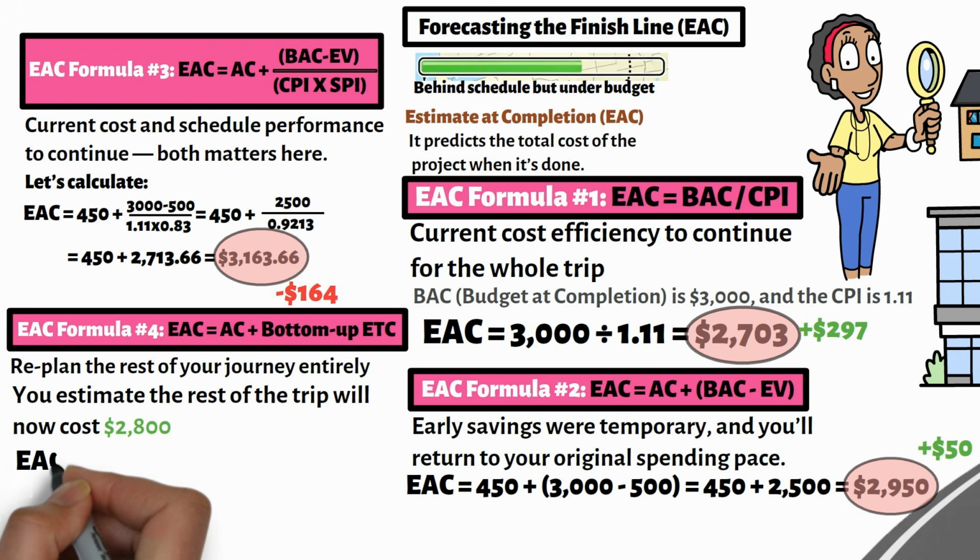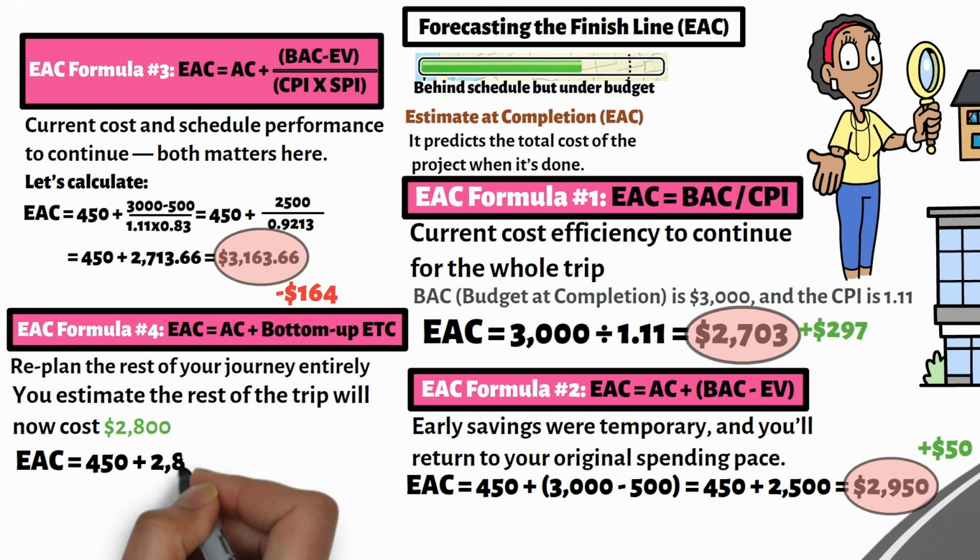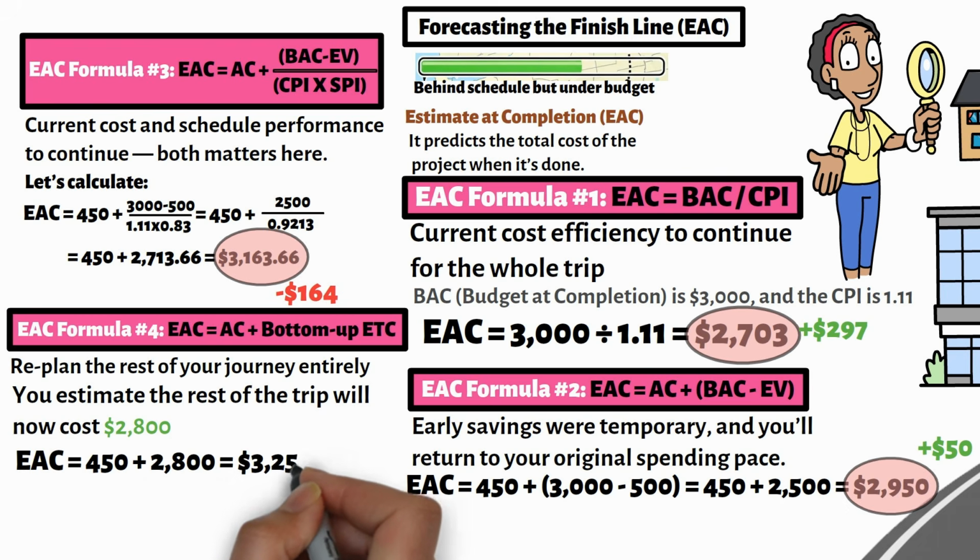So EAC equals 450 plus 2,800, which equals $3,250. That means you'll end up $250 over budget. But hey, you're making lifelong memories, right? This version reflects a bottom-up approach with new plan and new estimate.